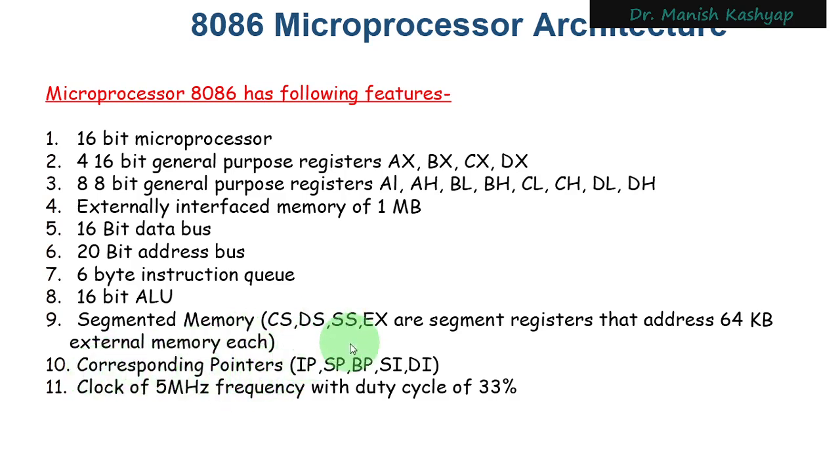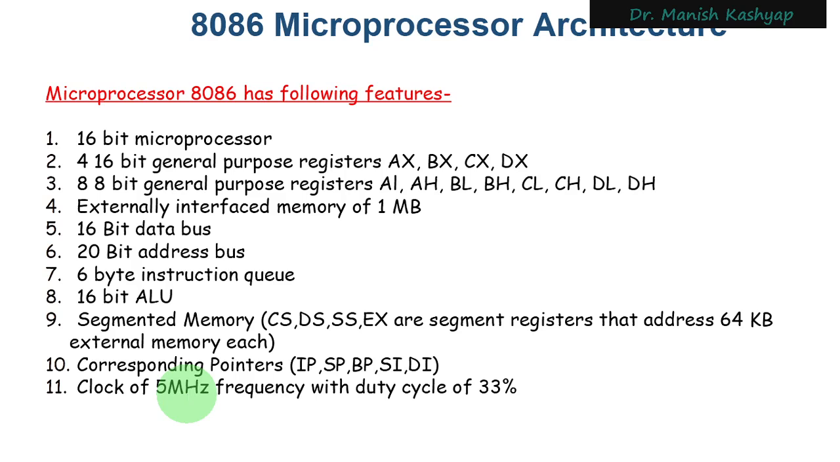Instruction pointer, we have already known it is a replica of the program counter there. Then you have stack pointer, you have base pointer, you have source index, you have destination index. Then there is a clock of 5 megahertz frequency with a duty cycle of 33% in the base variant.